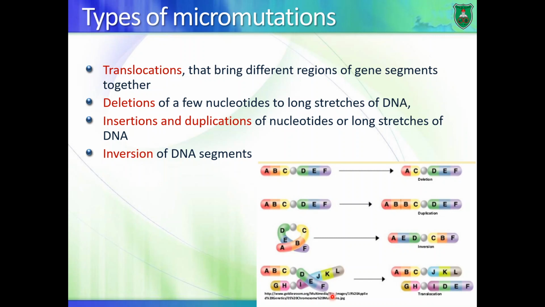Or you can have translocation. What we mean by translocation is that you have a transfer of genetic material from one chromosome to another chromosome. So instead of having A, B, C, D, E, F, you would have A, B, C, then J, K, L, and this J, K, L comes from another chromosome. So this translocation can be reciprocal or non-reciprocal, meaning that it can be an equal exchange of genetic material between two chromosomes, or it can be just movement of one region of a chromosome to another. Okay. So these are the different types of mutations.